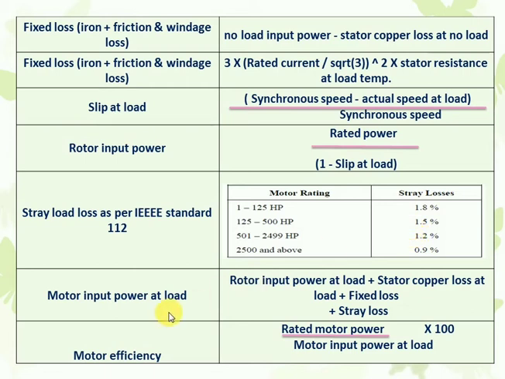Motor input power is equal to the rotor input power, plus the stator copper loss, plus the fixed loss, plus the stray loss. The rated power of the motor divided by the motor input power gives the efficiency of the motor. Now we will see the calculation, how we can calculate the motor efficiency.